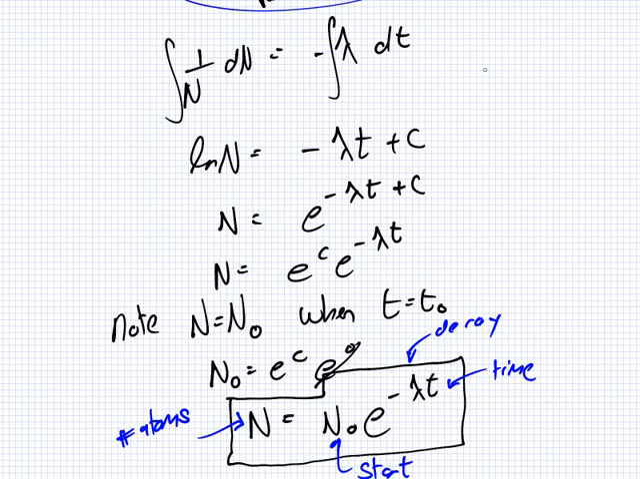And what was the unit for lambda? Yeah, per second. And what's the unit for t? Second. So when you multiply them together, what is the unit here? No unit. So what's the unit here? No unit. So the unit for n is the same as n0, which makes sense.